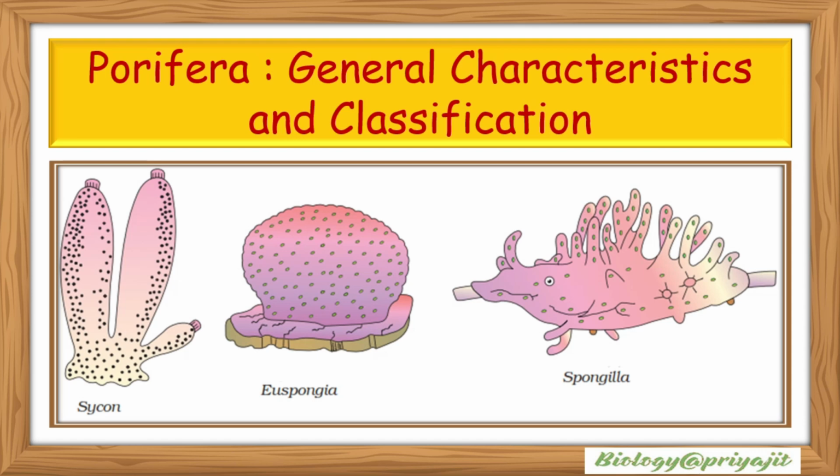For memory purposes, the mnemonic, we can say that sponges are sessile. They have pores on the body. They have an osculum, but there is no tissue grade organization. A glass or calcium-made skeleton is there, and they have ecological roles.